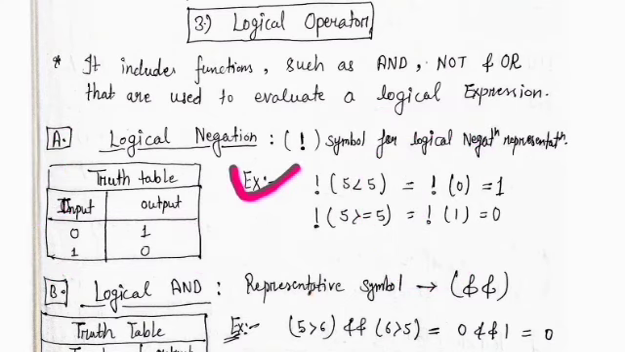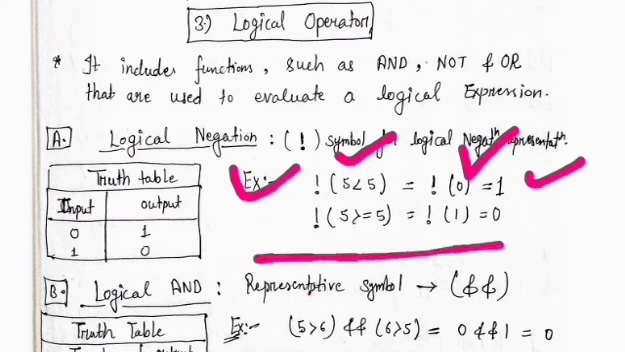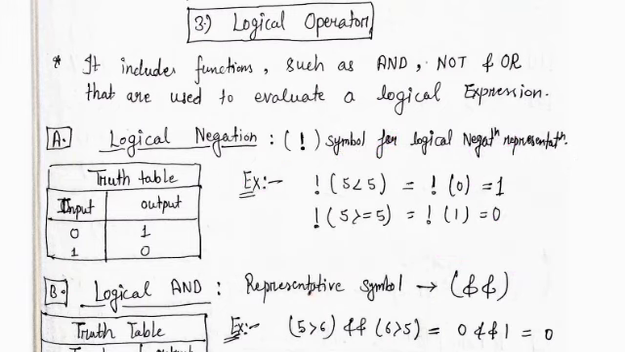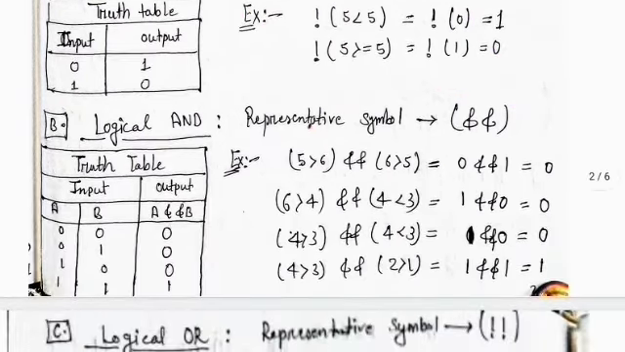So come to the example. Here in the parenthesis, given 5 is less than 5, which is false, so it is giving 0. Now negating the 0, we get 1. And on the other hand, if we negate the value of 5 is greater than or equal to 5, here the condition is going to be true, but after negating it is going to be 0. So logical negation is used to convert a true statement into false and a false statement into true, and vice versa.